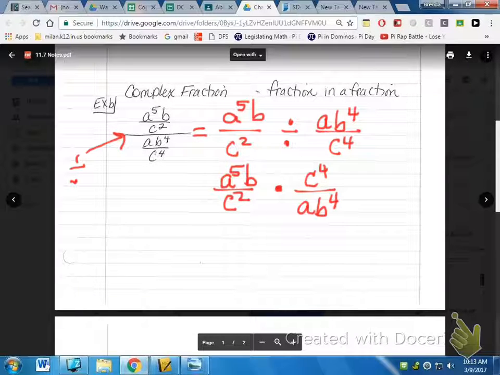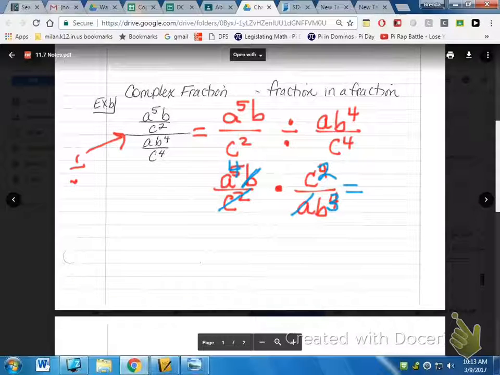So I would go in alphabetical order. With a's, there's 5 on top and 1 on the bottom. How many can cancel? 1. So the bottom one is gone completely, and the 5 on top now becomes a 4. And then you go to the b's. There's 1 b on top and 4 on the bottom. How many are going to cancel? 1. So the 1 on top is gone completely, and the 4 on the bottom becomes a 3. In the c's, there's 4 on top and 2 on the bottom. How many are going to cancel? 2. So the ones on the bottom are gone completely, and the 4 on top becomes a 2.